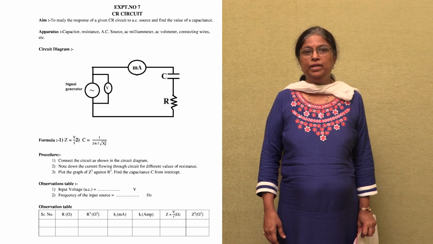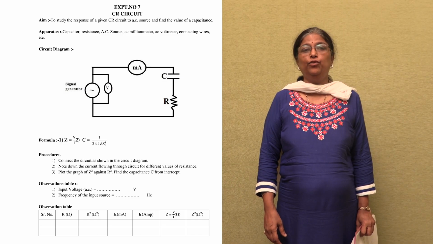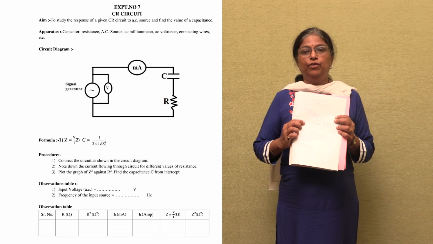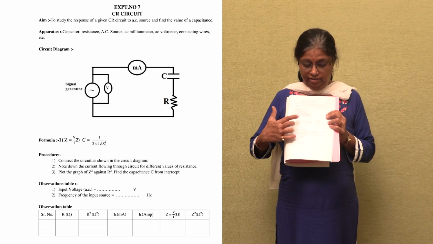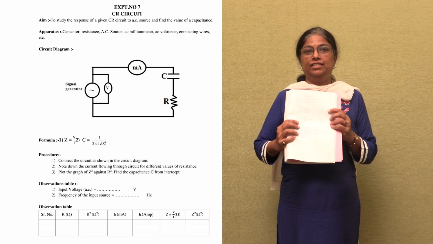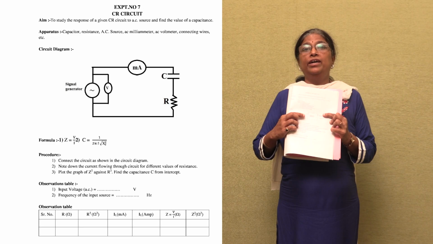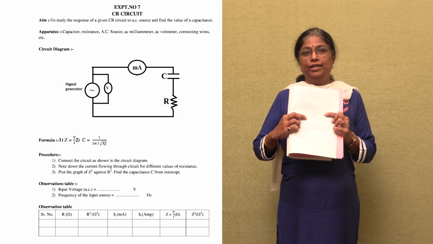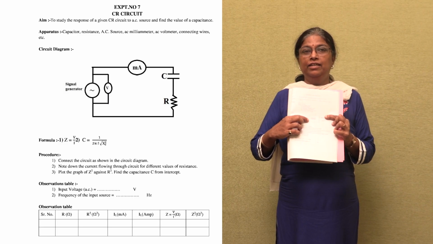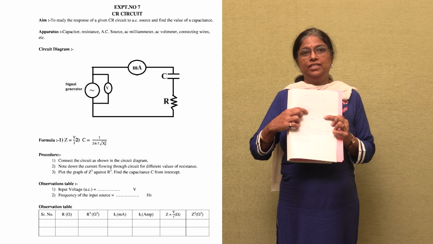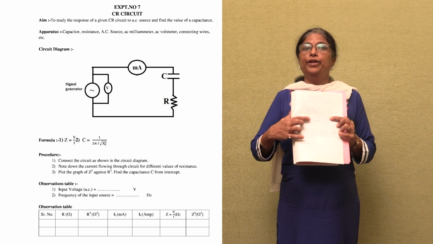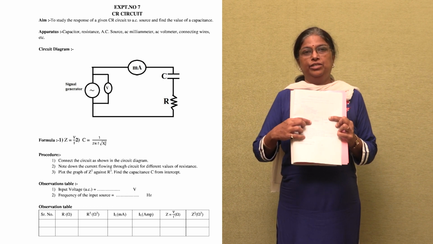Today we will be doing the experiment series CR circuit to find the capacity of a capacitor. The circuit diagram for this experiment is as shown. The capacitor and resistor are connected in series. Then again we require a signal generator for getting the supply. A voltmeter is connected in parallel to the signal generator, and there is an AC milliammeter which is in series. Now you have to arrange the apparatus according to the circuit diagram and do the connections.